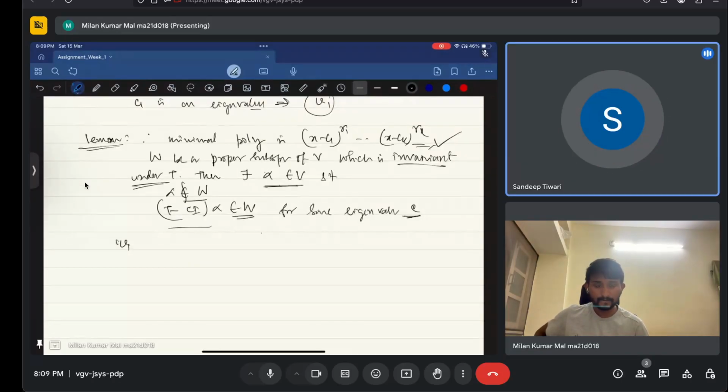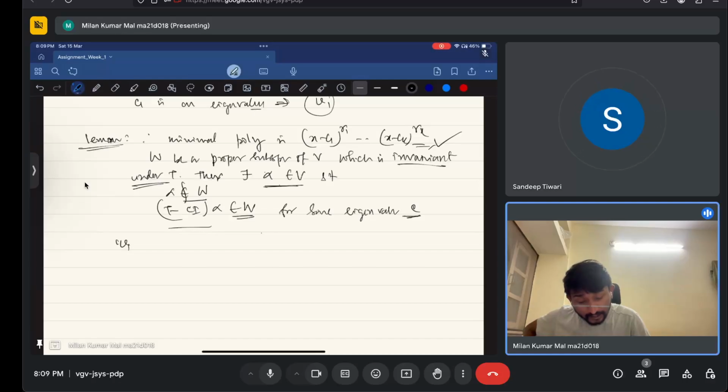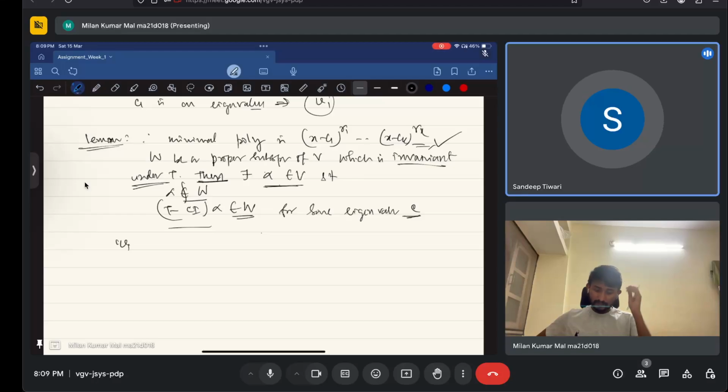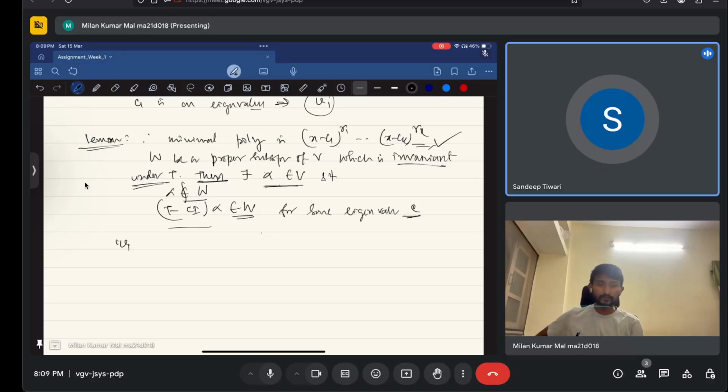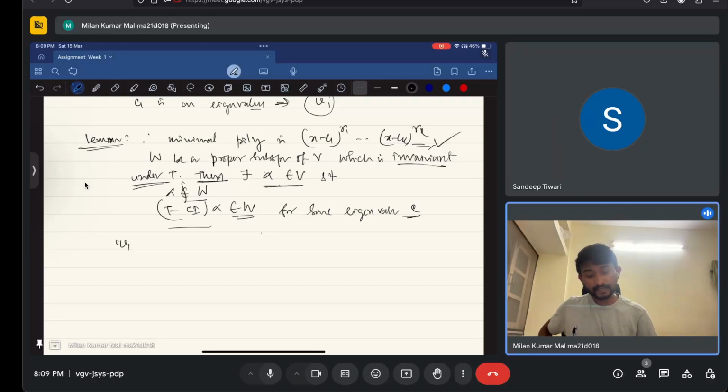Sir, in this lemma, existence of alpha is assumed? No, existence is the result. Then there exists alpha, this is the result. This is the lemma and the result, for some eigenvalue c. That eigenvalue depends on alpha. Both the existence of alpha and c are claimed here. The assumption is that W is a proper subspace of V which is invariant under T.